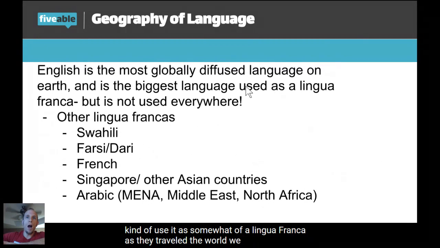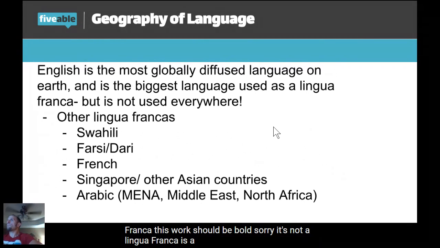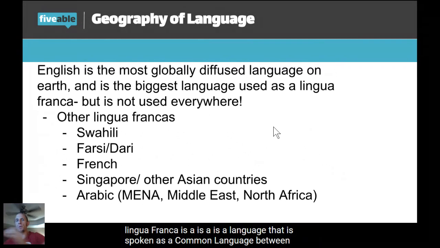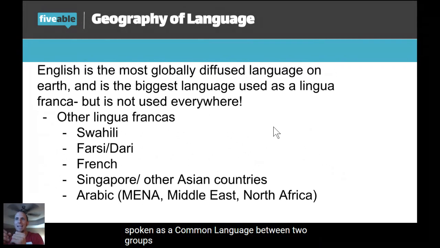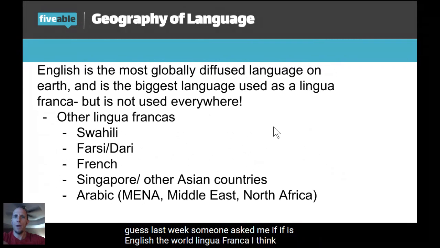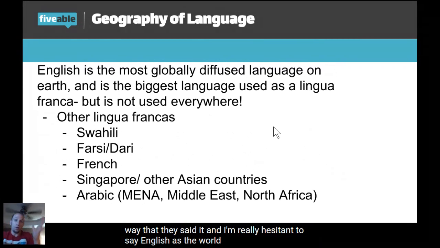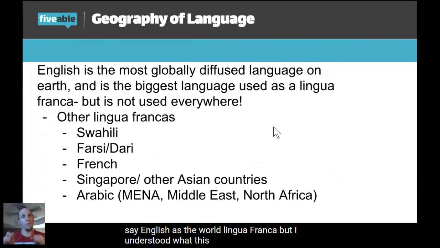Now, when we talk about lingua franca, this word should be bold. Sorry, it's not. A lingua franca is a language that is spoken as a common language between two groups. It is a full-out language. So I guess last week someone asked me if English is the world lingua franca. I'm really hesitant to say that, but I understood what the student meant.